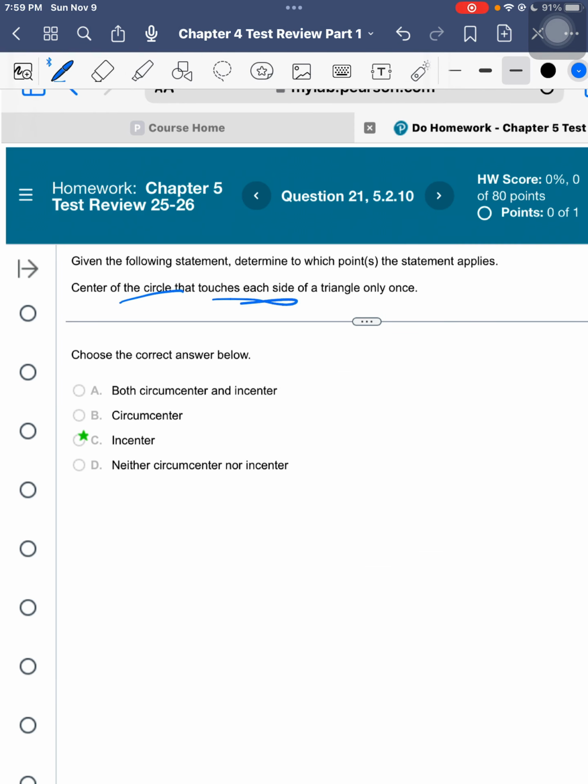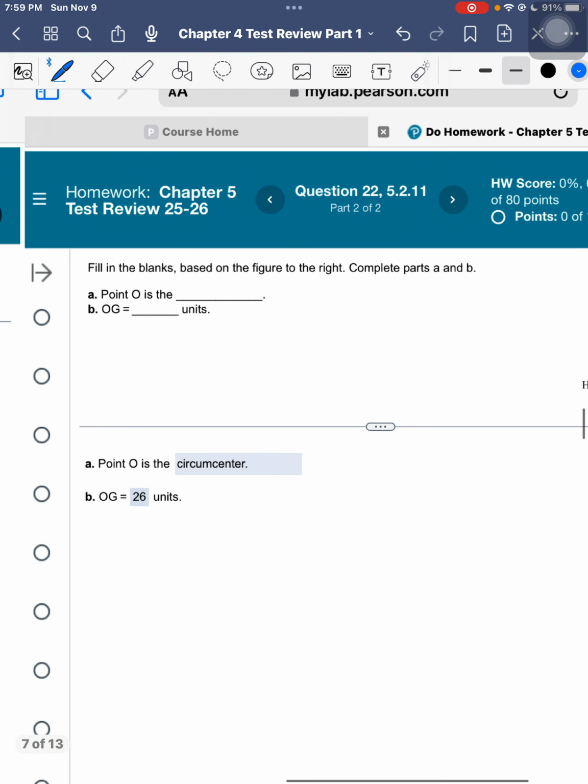The center of the circle that touches each side of a triangle only once is an example of your incenter, the one we just did. That's when it's an incenter.